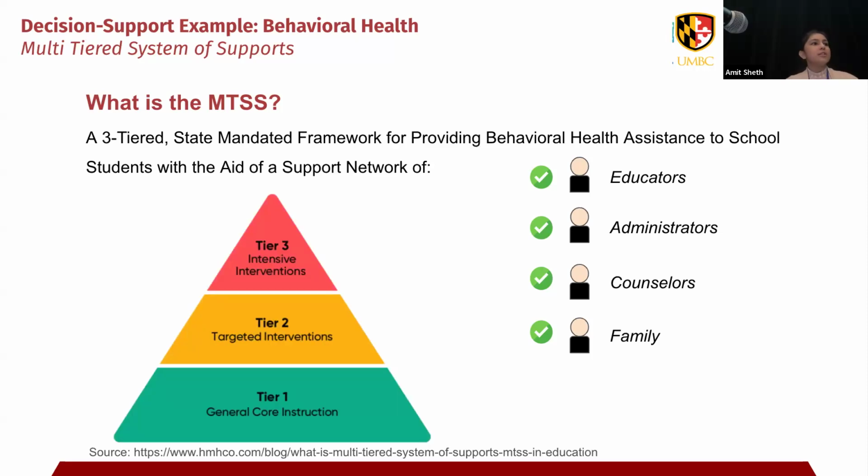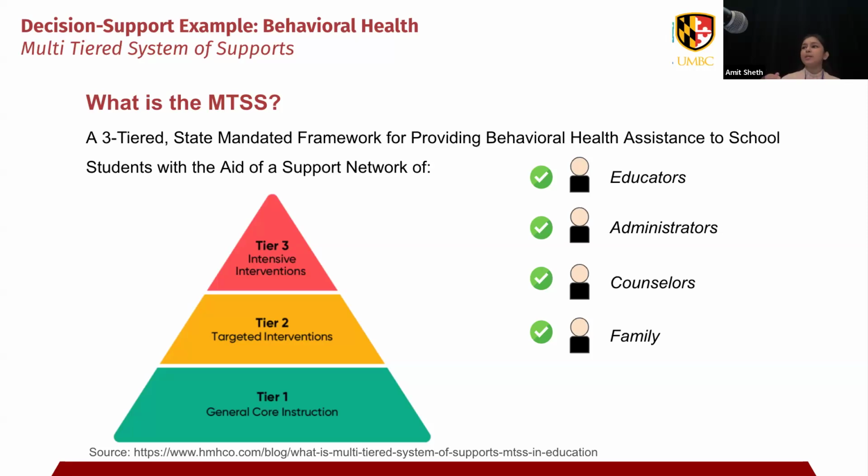The three tiers in the MTSS framework are Tier 1, which is the universal support, which basically consists of your general core instruction for better social and emotional learning. This has basic moral values and behavioral tendencies that should be modeled within a child in school.